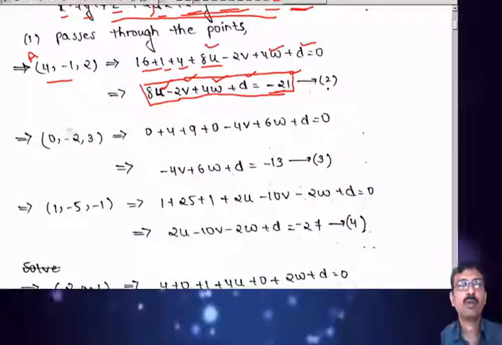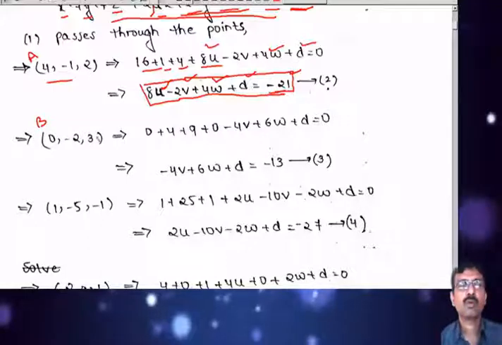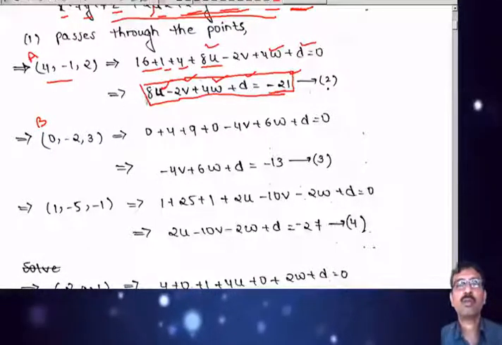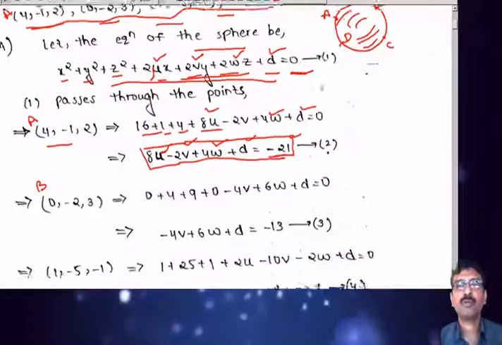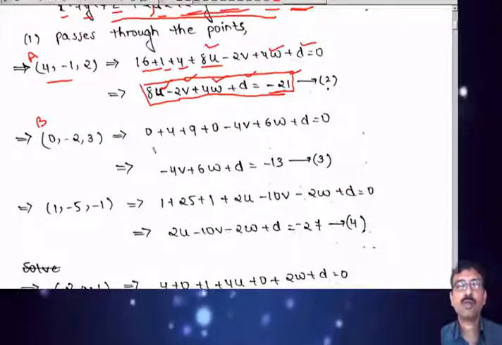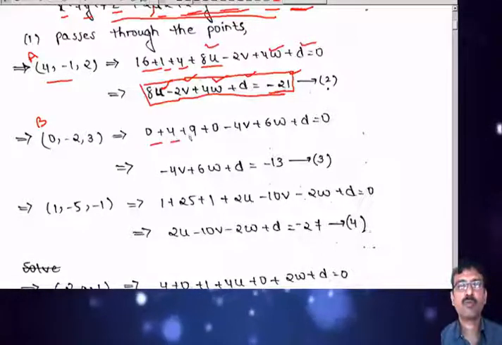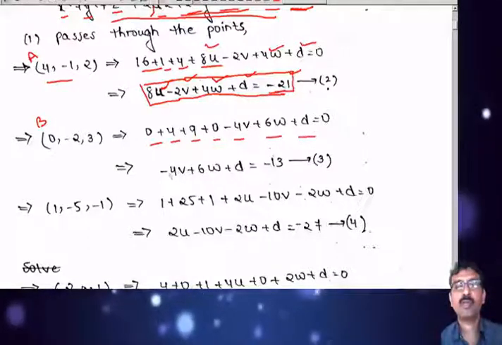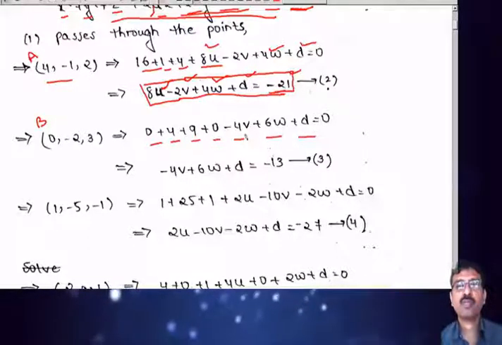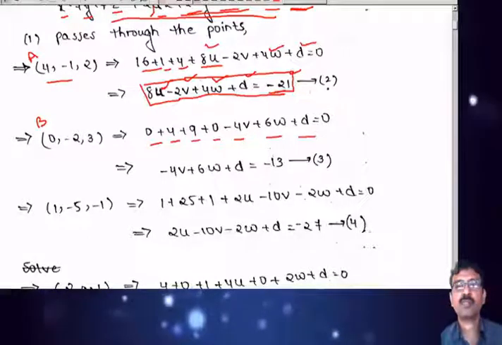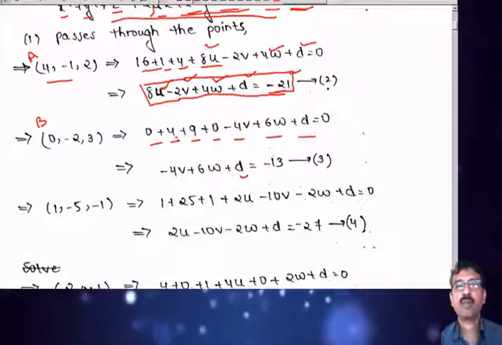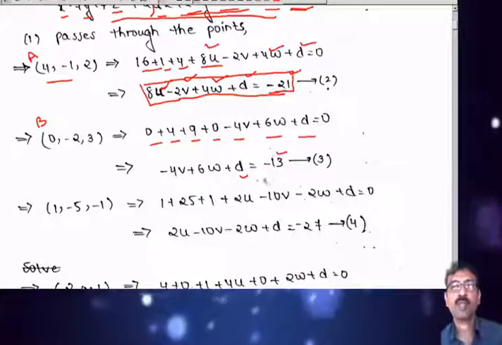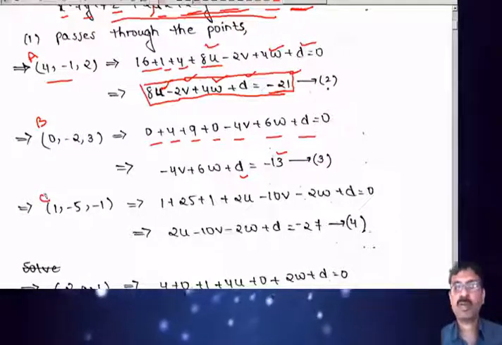Similarly, we can substitute the second point 0, minus 2, 3 in equation 1. We get 0, 4, 9, 0 minus 4v plus 6w plus d equal to 0. So on simplification, minus 4v plus 6w plus d, 9 plus 4 is 13, shifting to the right side, that will become minus 13.